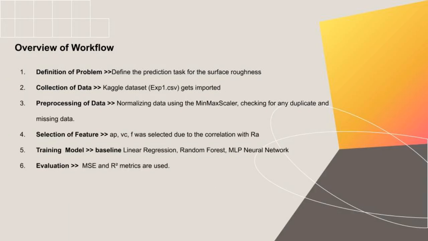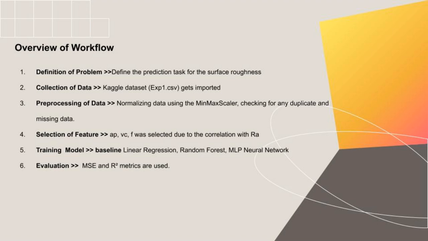Overview of workflow. We followed a basic machine learning workflow for this project. First, we defined the prediction task using machining settings like AP, VC, and F to predict the final surface roughness of RA. Then we collected the data from Kaggle and imported the XP1 CSV file into Python.